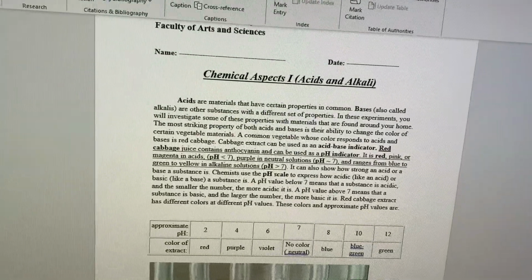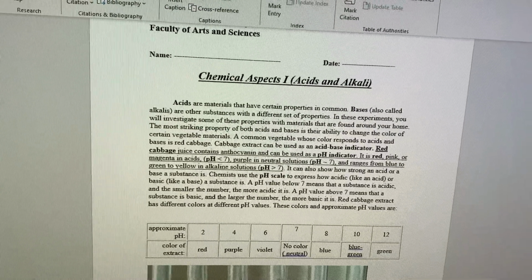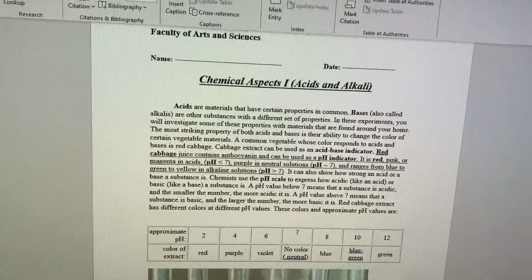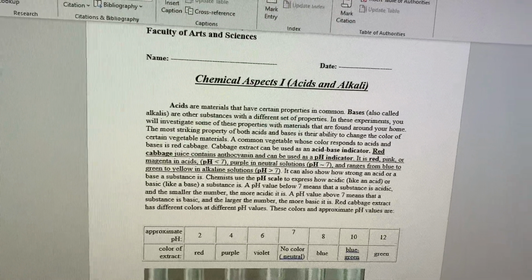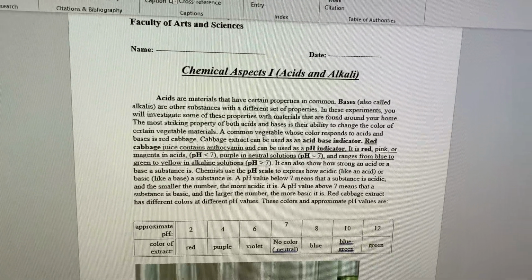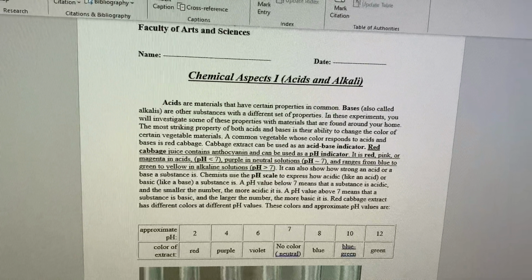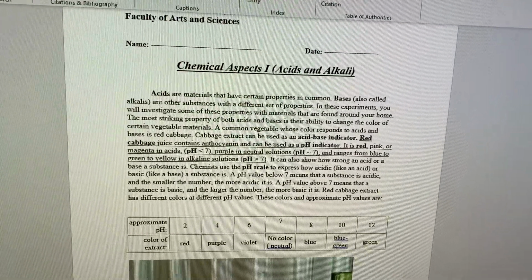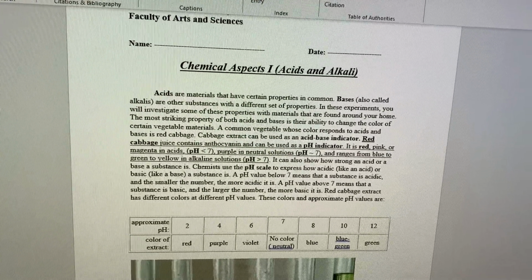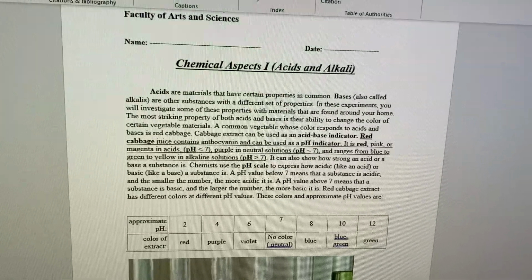As you all know from middle school, acids are materials that contain properties in common. Bases, also called alkali, are other substances with different properties. We all know that acids have a pH less than 7, alkali a pH above 7, and 7 is neutral, where we find water.